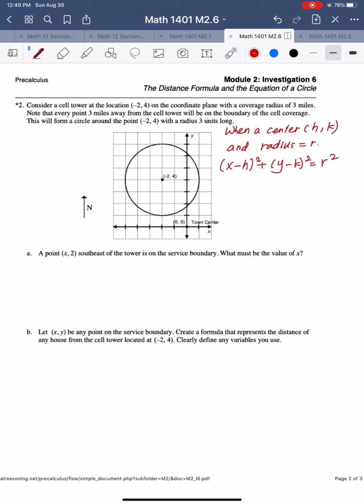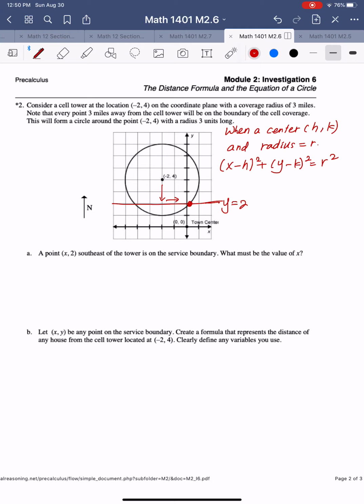Okay, so A, point x and 2. So x and 2 means y is 2. Y is always 2. So this is 1 and 2, right? So y is 2 right here, at this point. This is the y equals 2 line, okay? And then the southeast of the tower is on the surface of the boundary, which they're talking about at this point. South is this, and then the east. And then what must be the value of x?